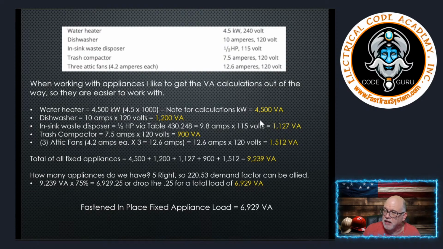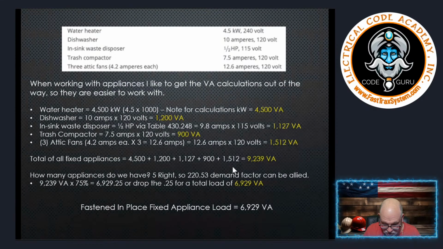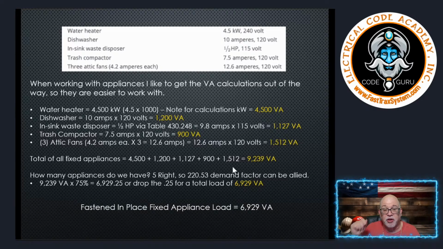Now, since we've already done this math right here, I'm just going to take that 9,239 and subtract 4,500 from it. So 9,239 minus 4,500, and that gives me 4,739. I'm going to take that number and multiply it by 75%, right? Because we do have 4 more appliances.